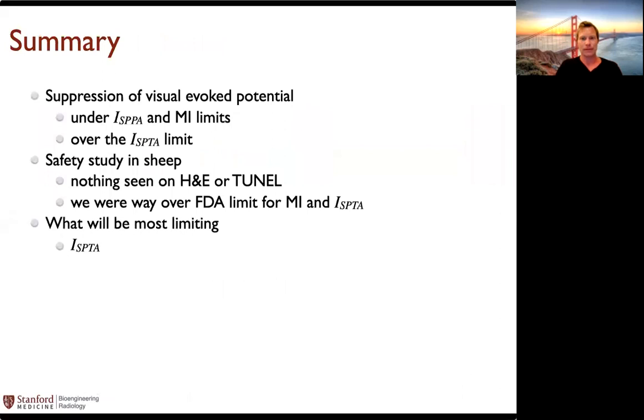Let me just summarize. For suppression of the visual evoked potential, we stayed under the ISPPA and MI limits, although we were over the ISPTA limit. In the safety study in the sheep, we didn't see anything on H&E or TUNEL. We were way over the FDA limit for MI and ISPTA, so it was good that we were really able to push it in order to look and didn't see anything. And then what will be most limiting for us, ISPTA looks like it'll be most limiting.